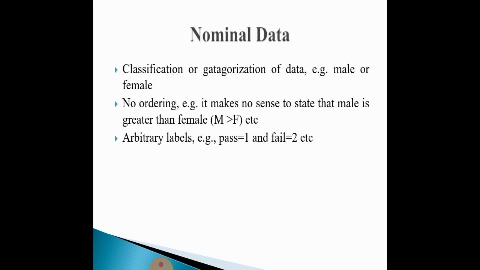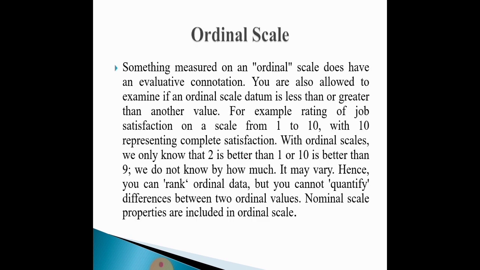Nominal data. Classification and categorization of data. Example, male and female. No ordering. Example, it makes no sense to state that male is greater than female. Arbitrary labels, pass 1 and fail 2, etc.